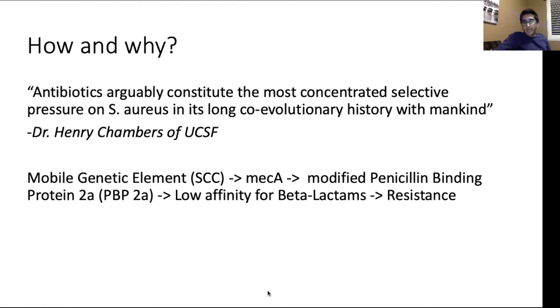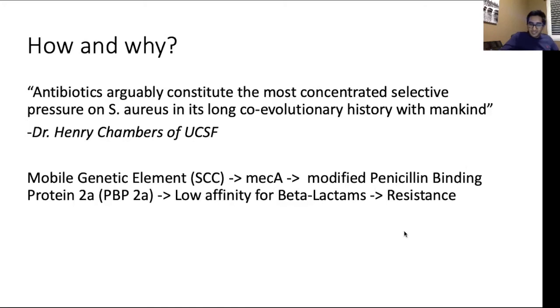So if we have a variant MECA gene, there's two things that can happen. It can create penicillinase, which renders penicillin ineffective, or it can actually modify the penicillin binding protein. So if the penicillin binding protein is a little bit modified, it can continue to create the cell walls, but now beta-lactams can't bind to it. So we have there two mechanisms of resistance by the MECA gene.